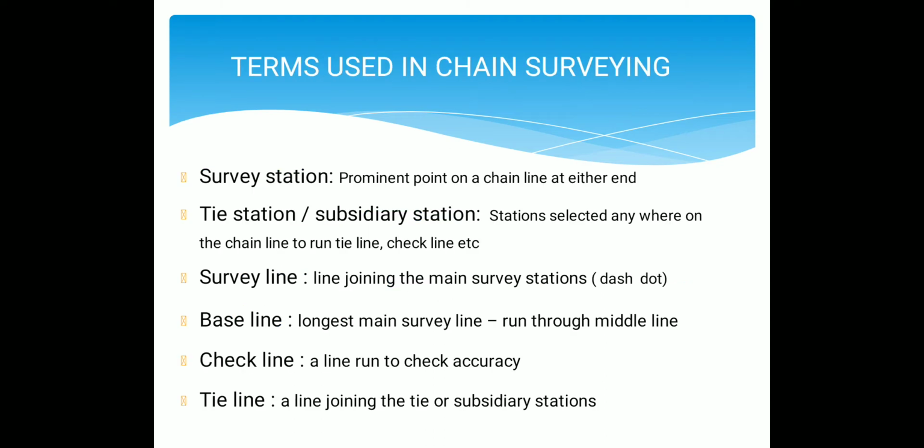What are all the various terms involved in chain surveying? Survey station: a prominent point or the main station on the chain line at either end. Tie station or auxiliary station: a station selected in between on the chain line. Survey line: the line joining main stations. Baseline: the longest main survey line. Check line: a line that is run to check accuracy. And a tie line: the line joining the subsidiary stations.